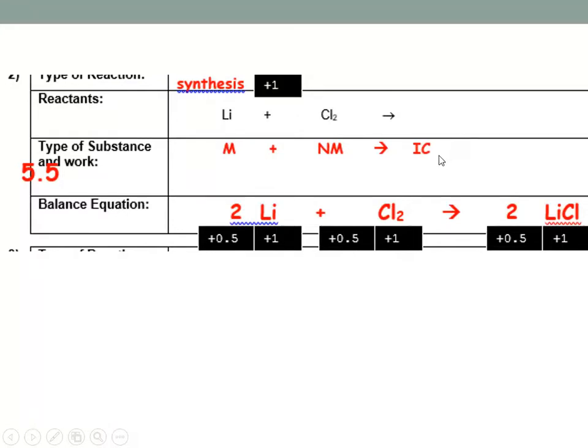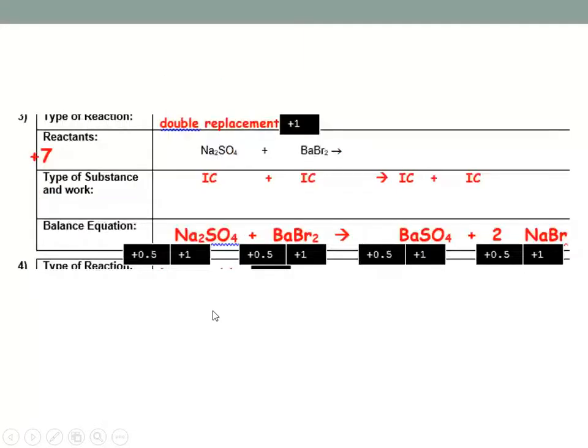Metal plus nonmetal gives you an ionic compound. It would definitely help to write the ions, reduce, crisscross. So you have 2 Li plus Cl2 gives you 2 LiCl. For 3, you know that that's double replacement because it's 2 ionic compounds.